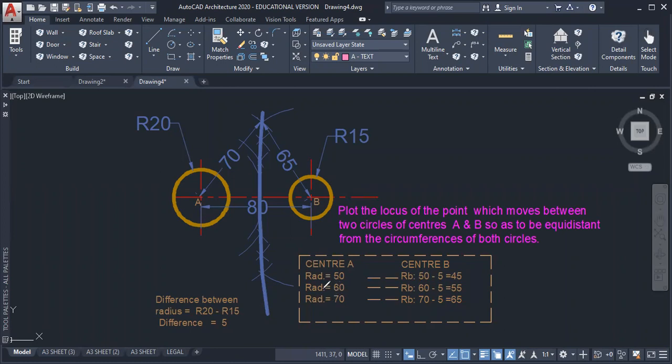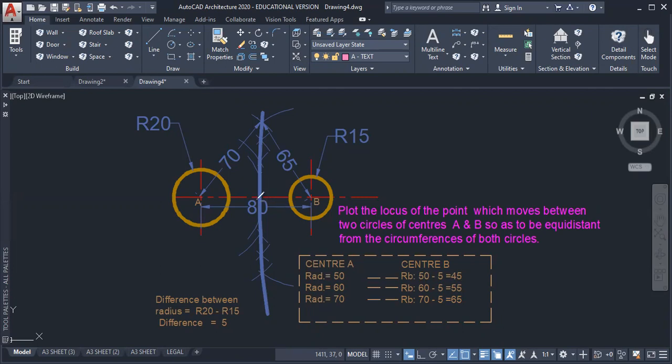In like manner, if we use a radius of 60 from center A, describe our second arc, we would then subtract 5 from that radius to give us 55. Yes? And we'd use B as center, describe an arc of 55 millimeters. And for 70, it's pretty much the same principle.